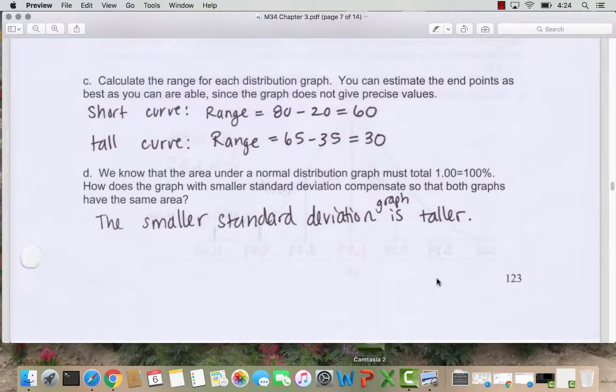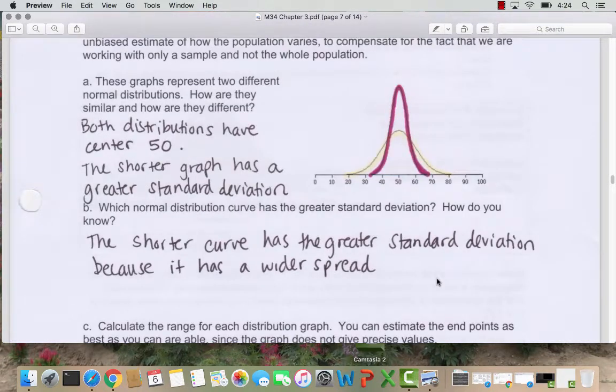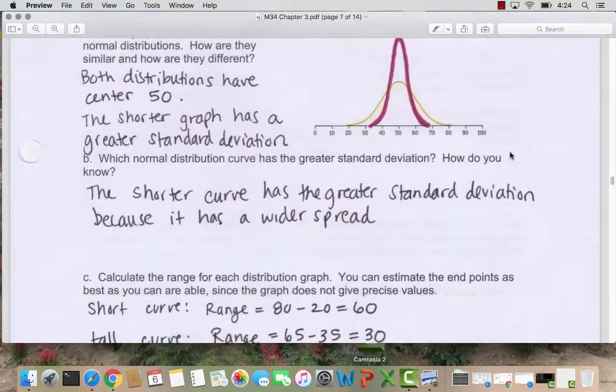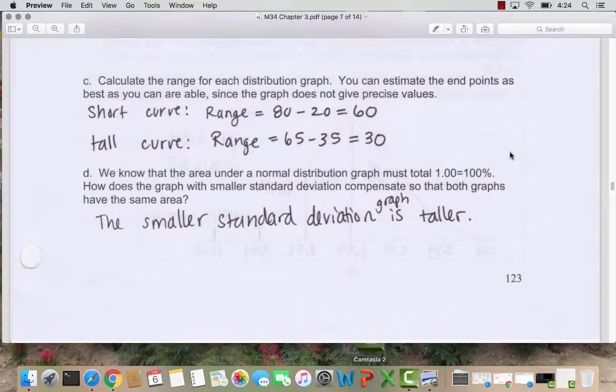So we know the area under the normal distribution graph must total 1 or 100%. So how does this graph with the smaller standard deviation compensate? This pink graph has a smaller range, but notice it's taller. If you imagine squishing the top of the pink curve, you could stop at a point where it should match the yellow curve if you could squish the top and get it to spread out. So they should have the same area, 1 or 100%.